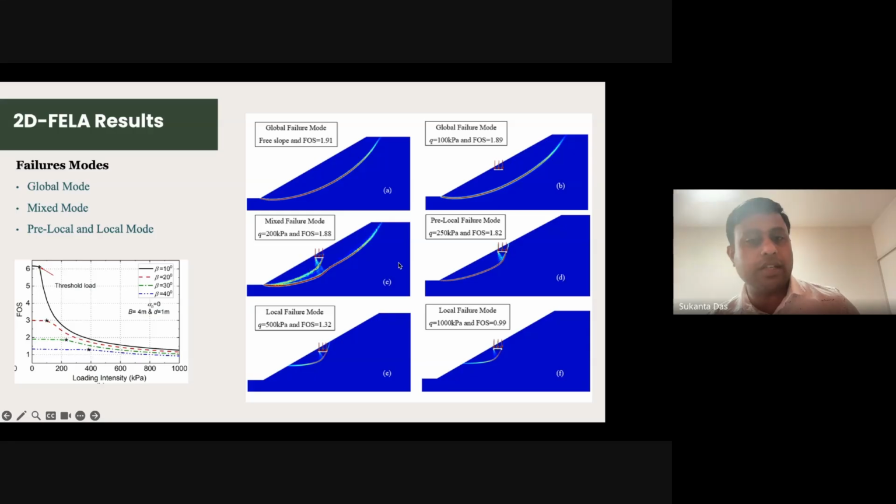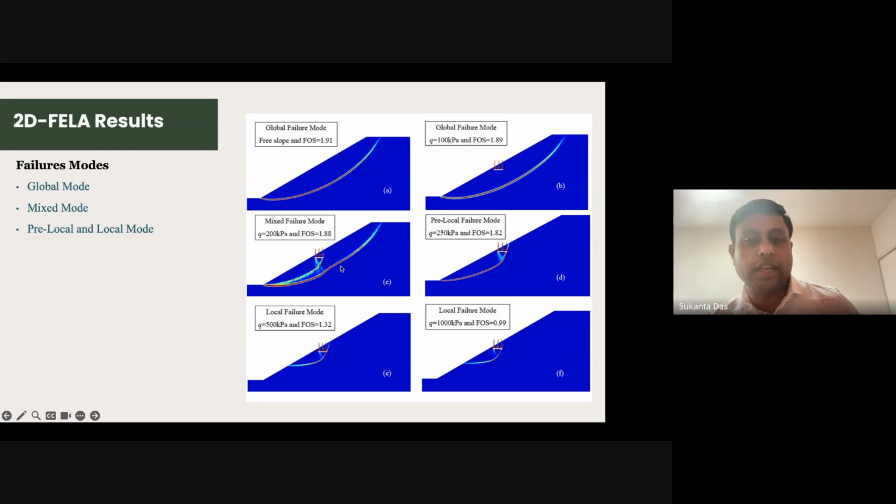So now we can't say this is a global failure mode, because the influence of the building load is coming into the picture. Okay, so now it is coming. Then in that case, if we slightly increase the building loads, we can say the global slip surface is not existing anymore. And if you increase to like 500 kPa, you see the slip surface is completely changed.